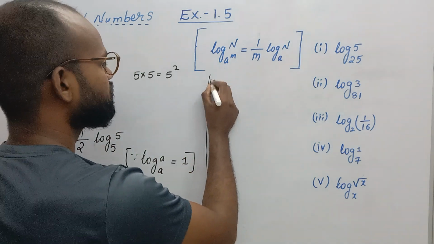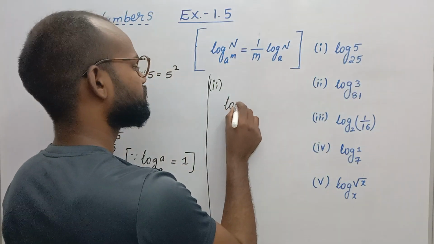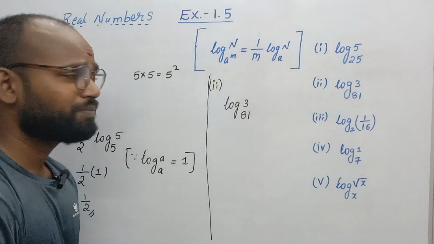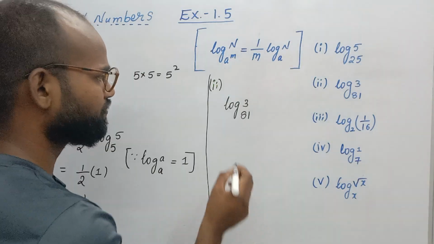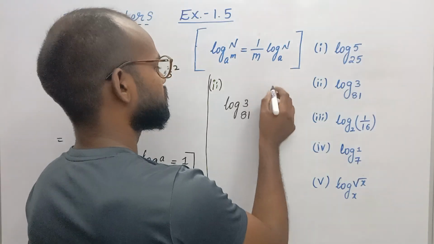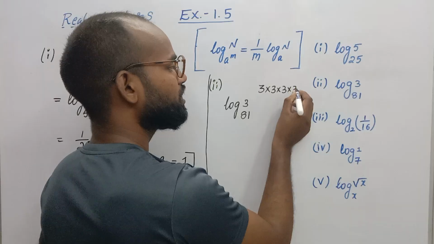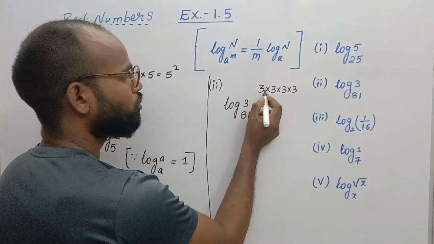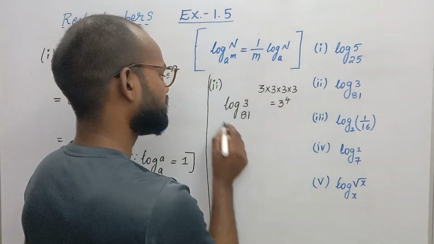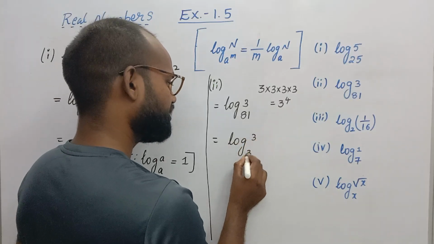See the second problem. What is the second problem? Log 3 base 81. So can I express 81 in terms of 3? Yes, definitely I can express. See here: 3 3s are 9, 9 3s are 27, 27 3s are 81. So how many times 3? 1, 2, 3, 4. So can I write it as 3 power 4? Yes. So then your answer will be log 3 base 3 power 4.